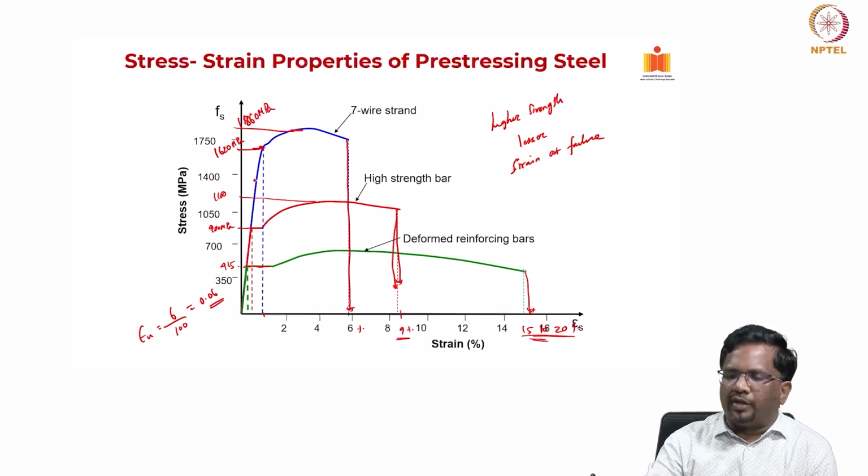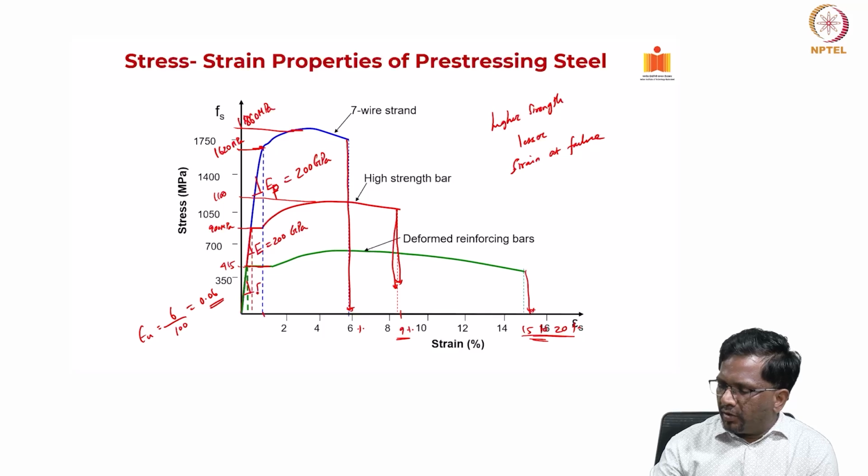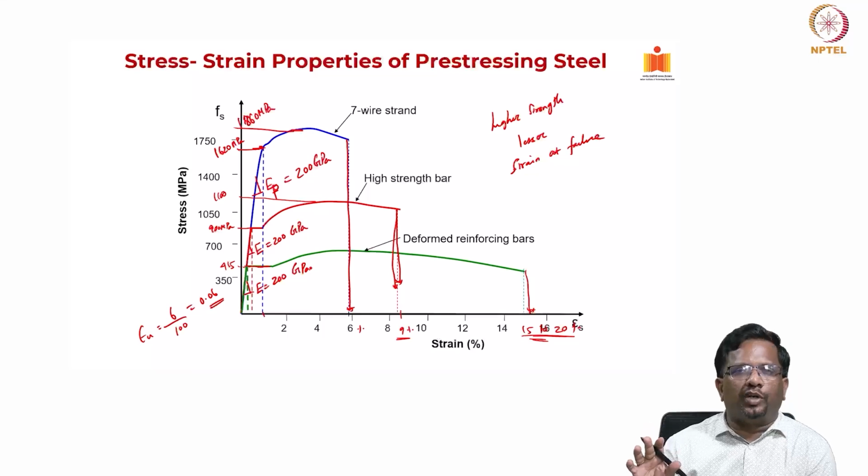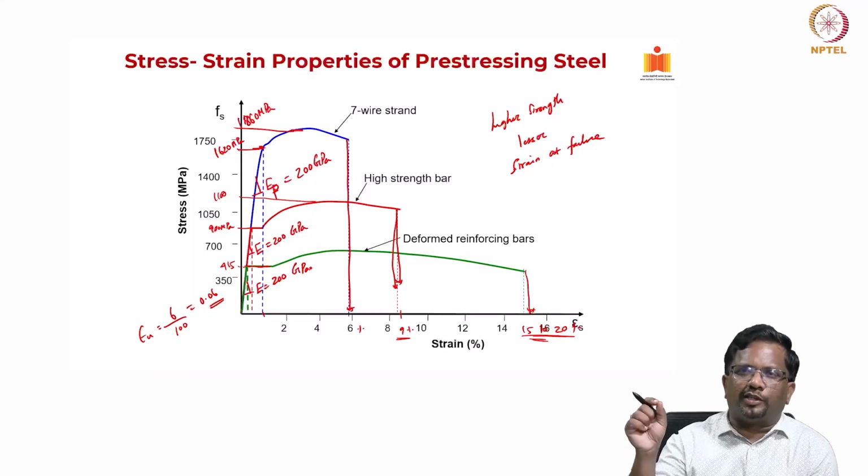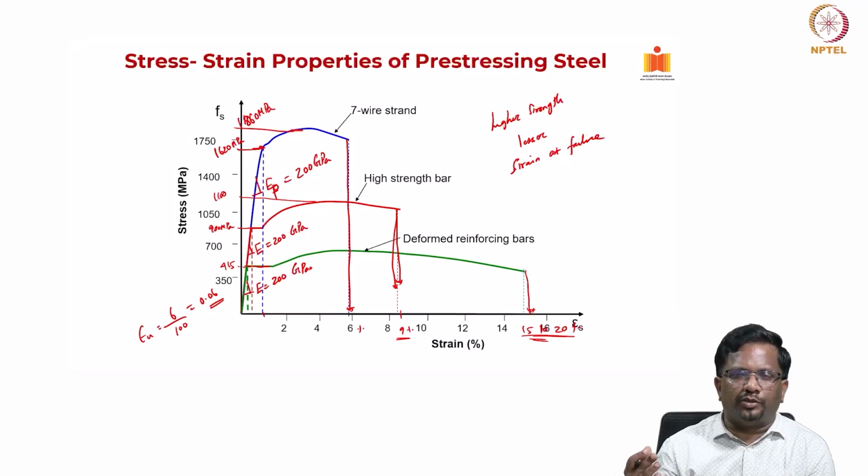Another important aspect is that whether I take 7-wire strand, high strength bar or deformed bars, the elastic modulus, which is the slope, is always close to 200 gigapascal, nearly the same. So, whether I take this green color or the red color, everything is 200 gigapascal. But if you look at concrete, higher the strength of the concrete, higher will be the elastic modulus. But with steel, though you get higher strength, the elastic modulus does not change. It is nearly 200. In fact, for high strength steel, the elastic modulus is expected to be slightly lower. Typically, we take 195 or 196 gigapascal as the elastic modulus.